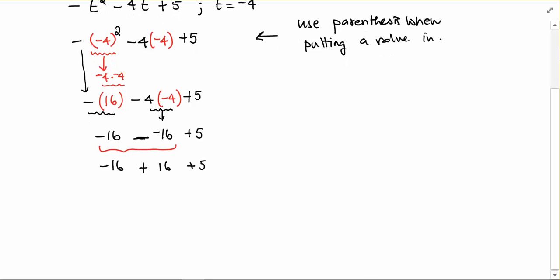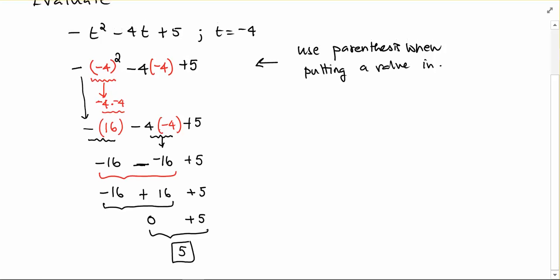It's still an addition and subtraction problem and you have to work it from left to right. So the first thing to do is right there. Minus 16 plus 16 is 0. And then we still have plus 5. And so 0 plus 5 is 5. So you see how these evaluate problems really are order of operations problems once you get that number placed in.